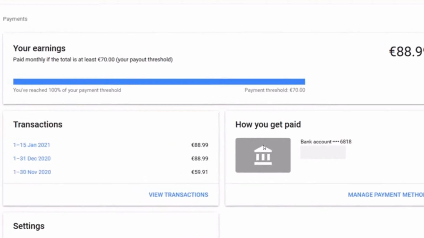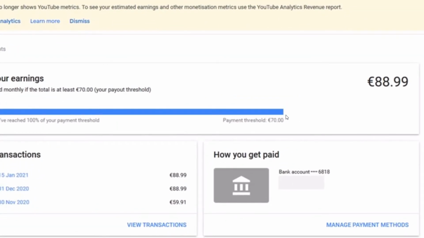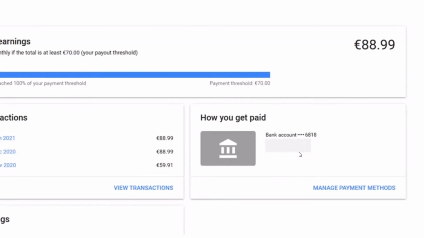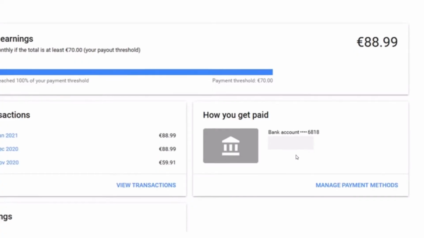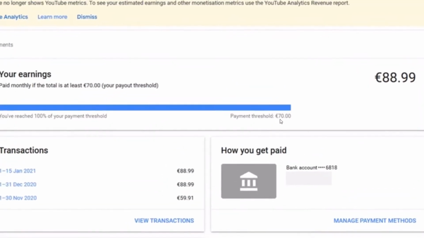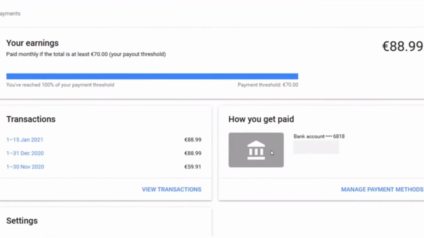So what that means is that on the particular day you receive your last payment, which will cause your balance to exceed the payment threshold, don't think that on that day you are going to receive your money in your bank account. There is a separate process, and that is the second question, which has to do with when Google AdSense will pay you. In other words, when will Google AdSense transfer my 70 euros into my bank account?